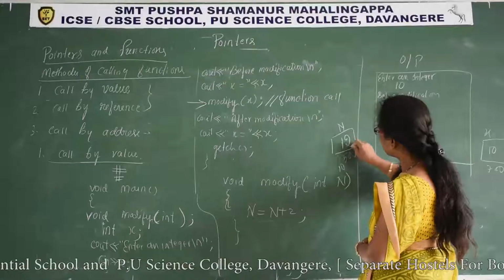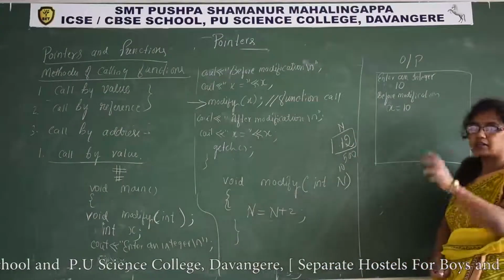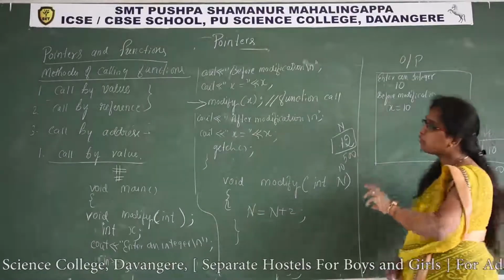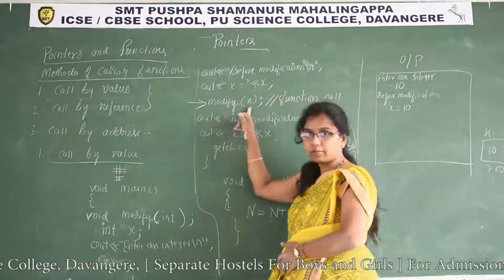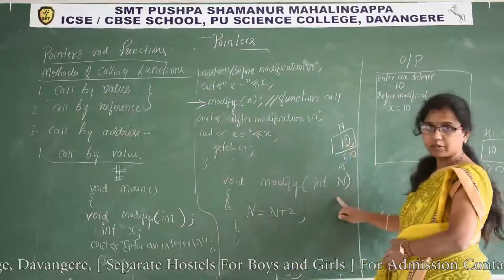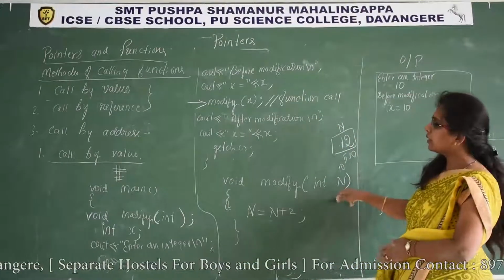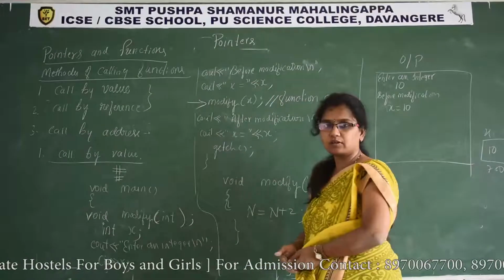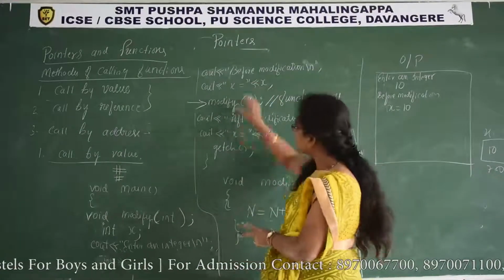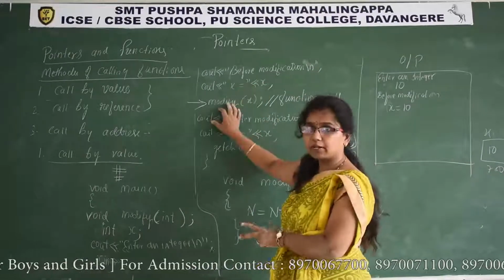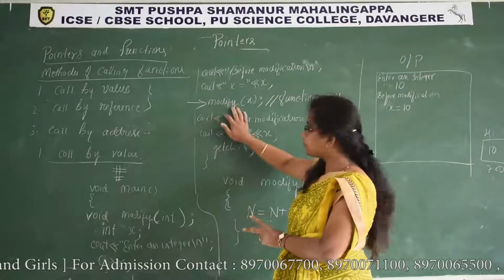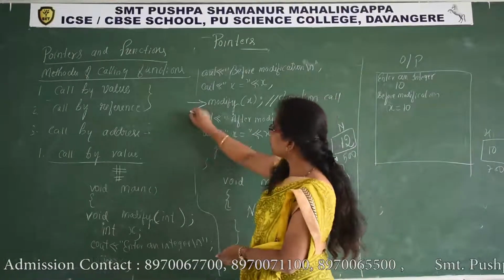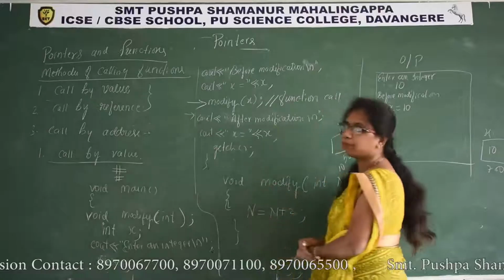So the content 10 is incremented by 2, so it has become 12, but not in the original variable, it is in the formal variable. Okay, but when you concentrate on only the main function, what you can understand is that this value is modified by this function. After execution of this function, again control comes to the main function and the remaining statements will be executed.